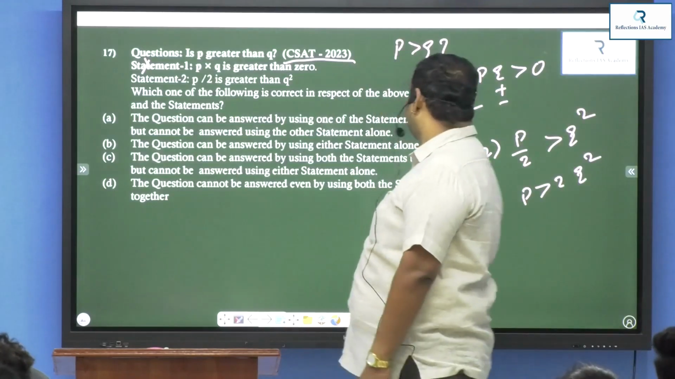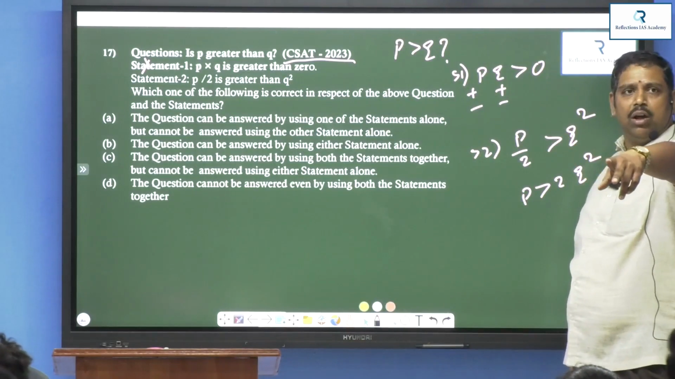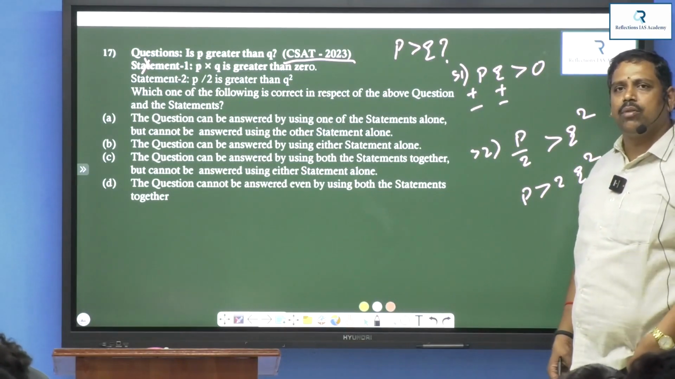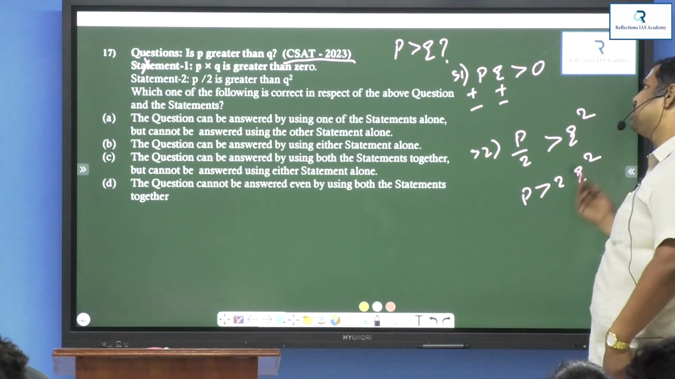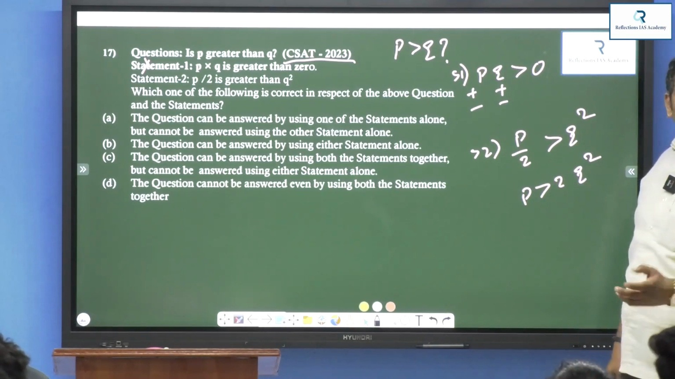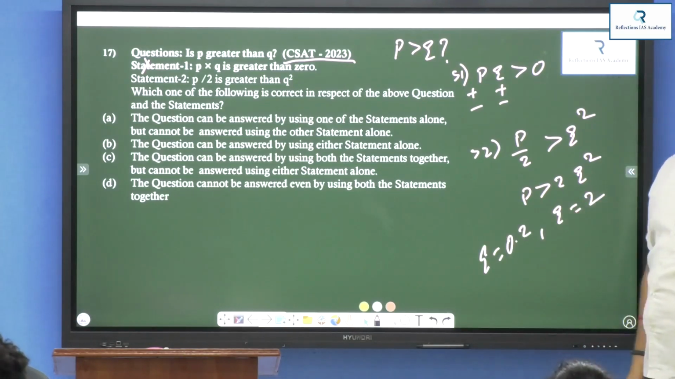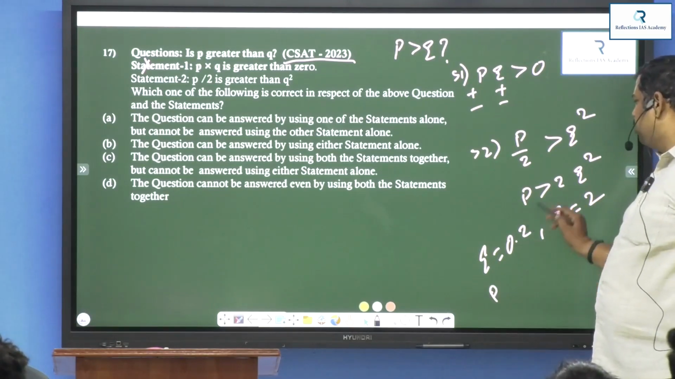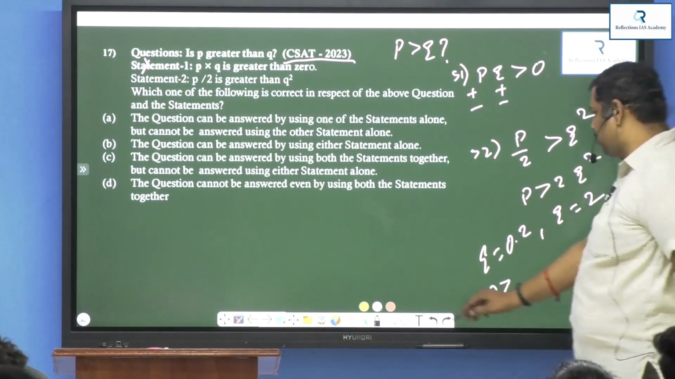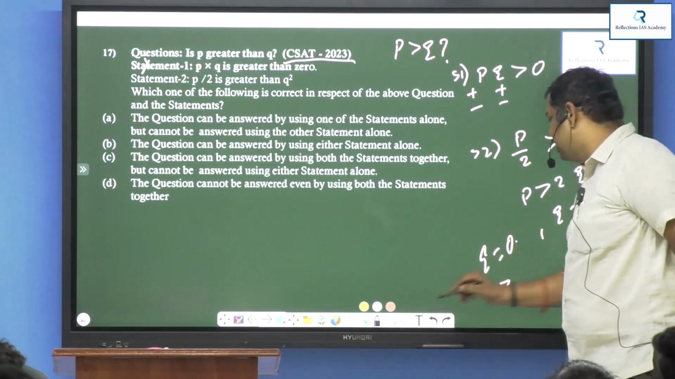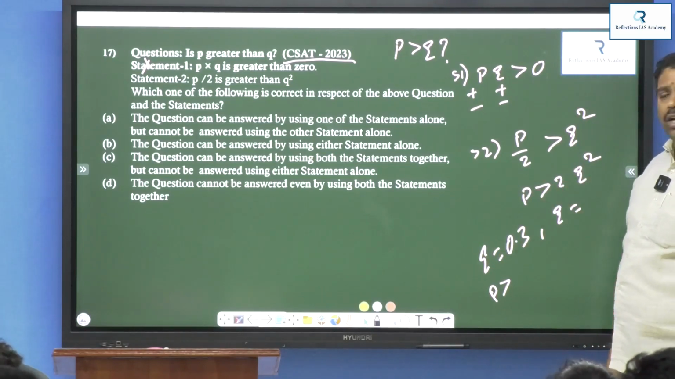Now you got a beautiful point: when P is greater than Q square, you don't know whether Q is lying between 0 to 1 or 1 to infinity. Yes or no? When P is greater than 2Q square, I am taking one case Q equals 0.2, another case Q equals 2. Then P is greater than 2 times Q square. Here I don't want to go for 0.2. I will go with 0.3 suppose. Q square means 0.09, 2 times means 0.18.